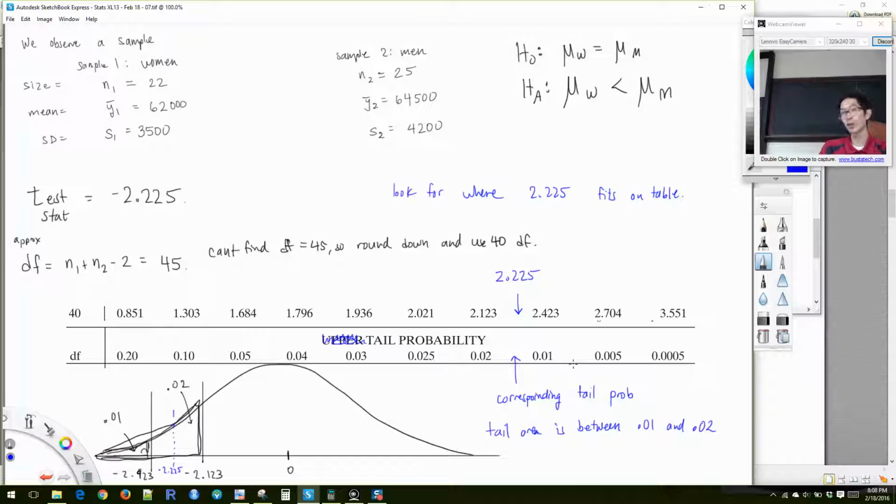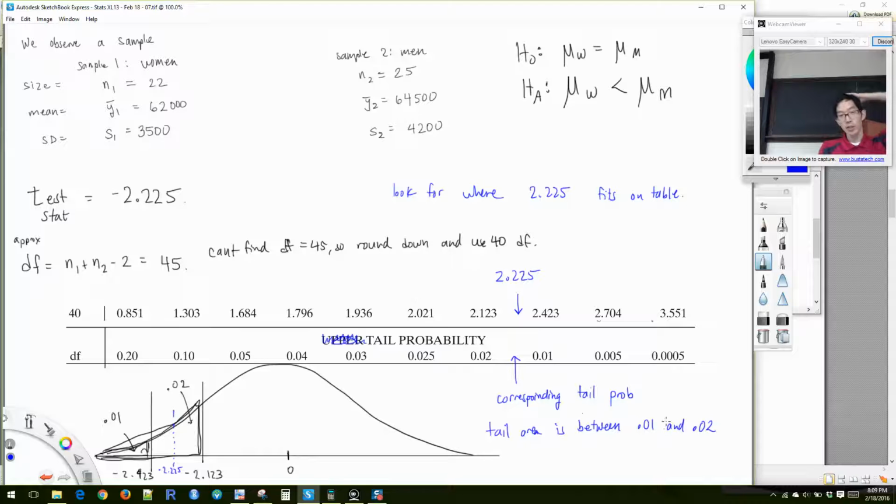If you're using a table, all you can say is that it's somewhere between 1 and 2%. Almost always you're going to be giving a range of values, saying it's between this and this. Only in the rare circumstance where you get exactly one of these values, say 2.704 as your test statistic, can you say my tail probability is exactly 0.005. That happens very rarely, so almost every other time you're going to say my tail probability is between these two values. Is that okay?